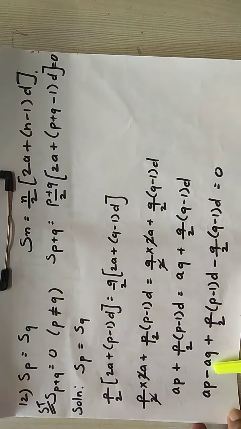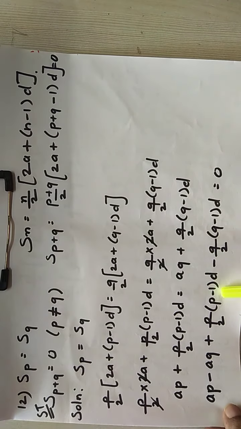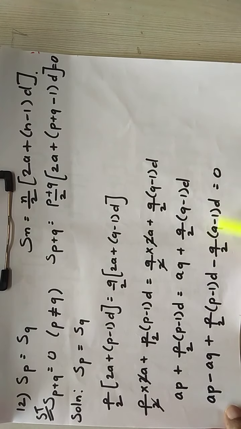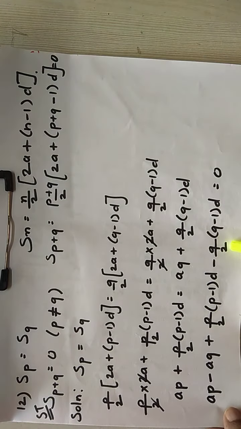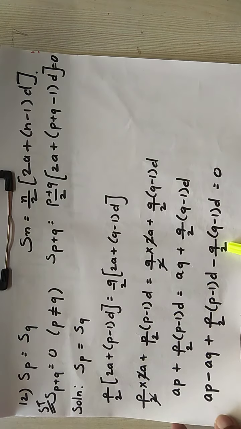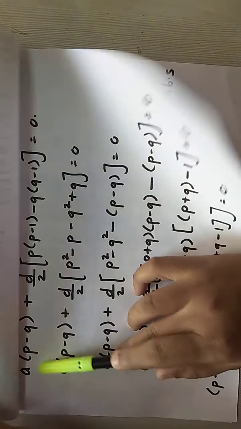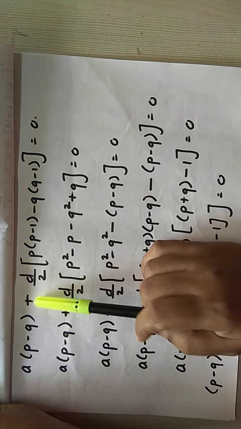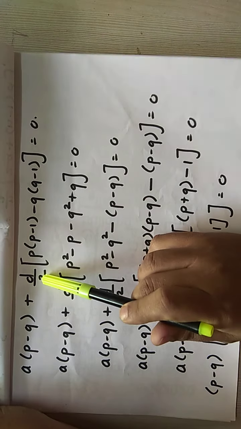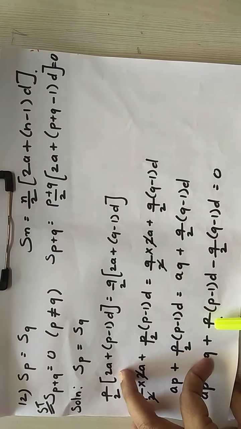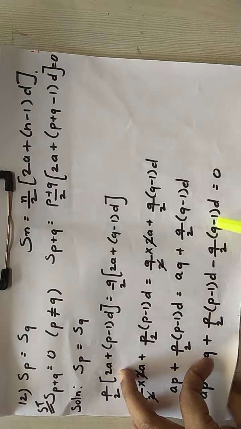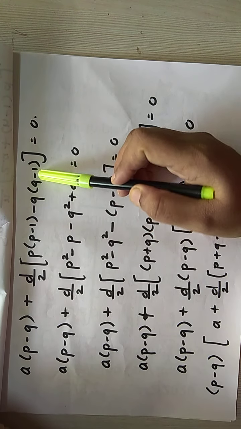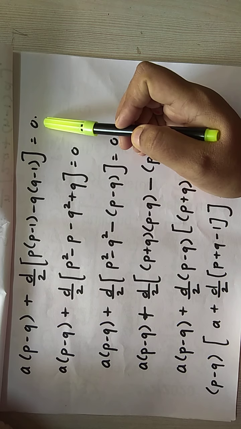Now if you observe here, a is common. And in these both, d is common and 2 is common. You can take d out from here and you can take 2 out from the denominator. So let's take a common. a comes out common, inside the bracket p minus q, plus d upon 2 comes out common, inside the bracket we have p minus 1 minus q minus 1, and the RHS will be 0.